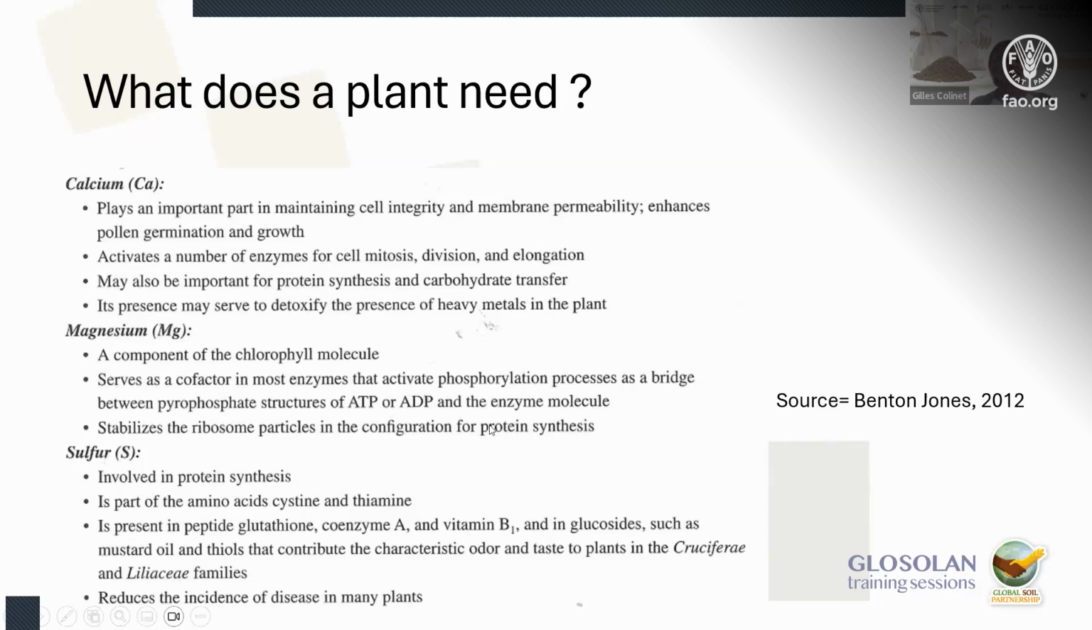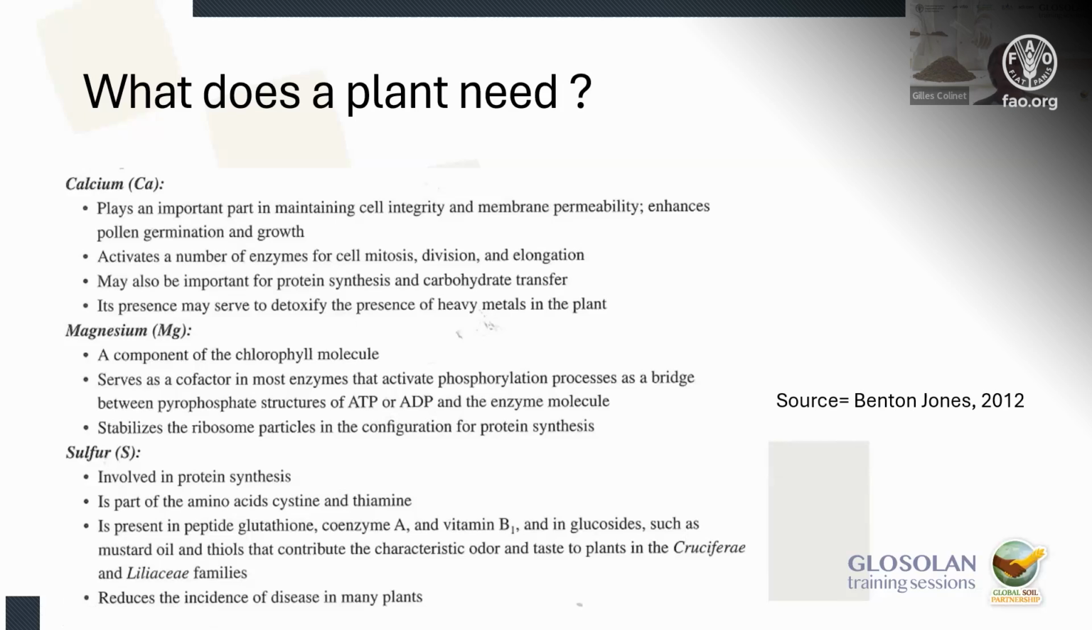Magnesium is important because it's a component of chlorophyll. Most plants need to do photosynthesis, and so chlorophyll is the most important molecule for them. It's also a cofactor in most enzymes that are linked to phosphorylation processes.